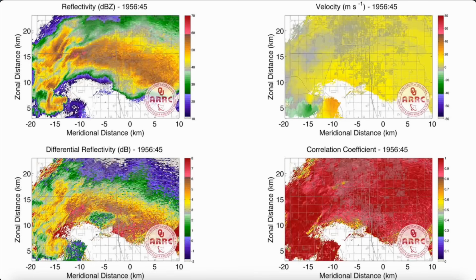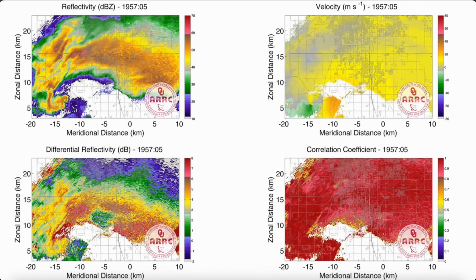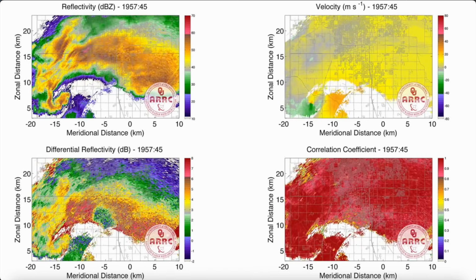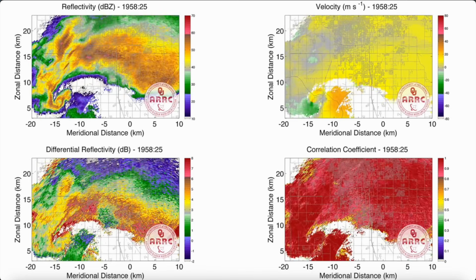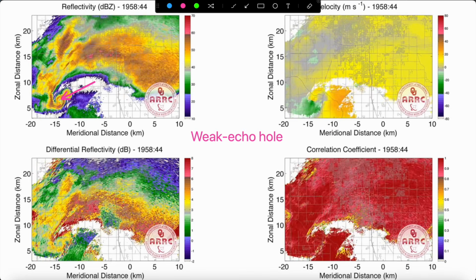So we'll start just after 1956 Z as the tornado begins. We see a well-defined velocity couplet in concert with a notable feature in reflectivity that we call the weak echo hole, right at the center of the circulation. We've talked about these before in our Greensburg case study.